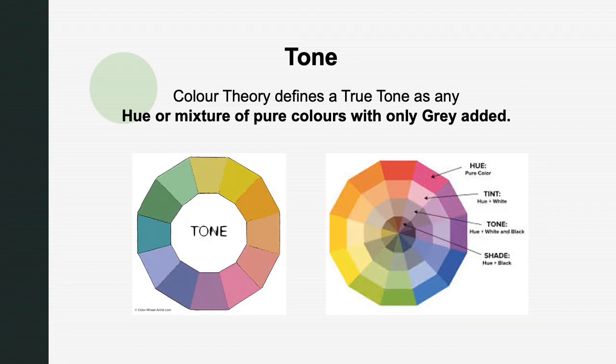And what is tone? Color theory defines a true tone as any hue or mixture of pure colors with only gray added. To be precise, this definition considers gray as truly neutral. In other words, there are no additional pigments in the gray other than white plus black.